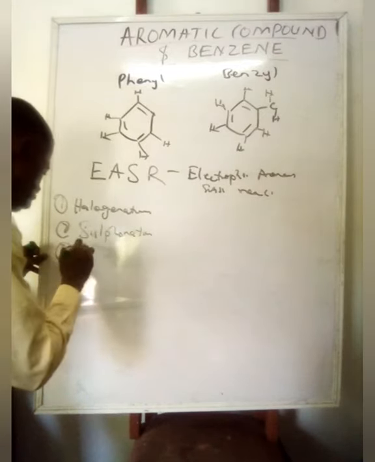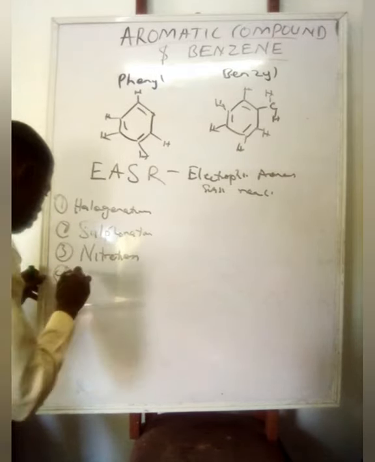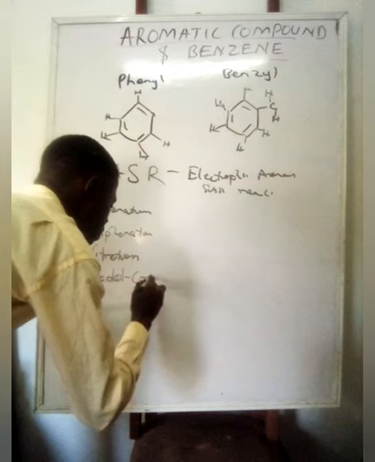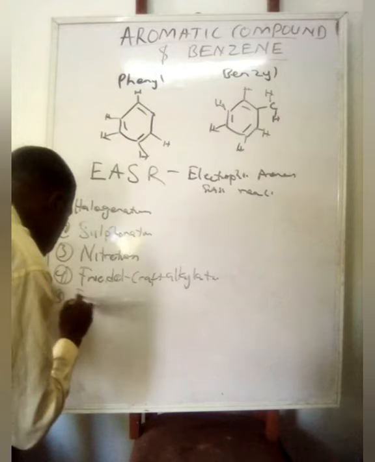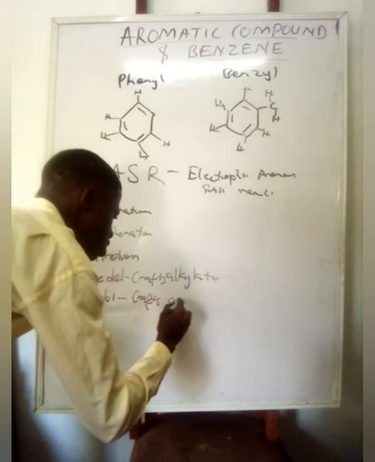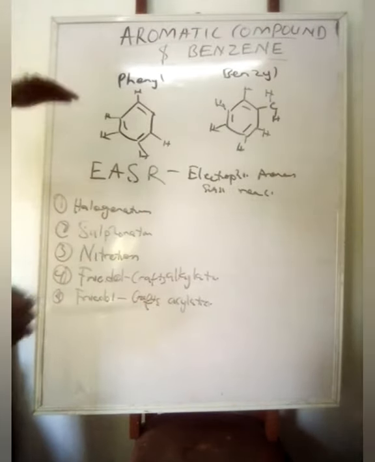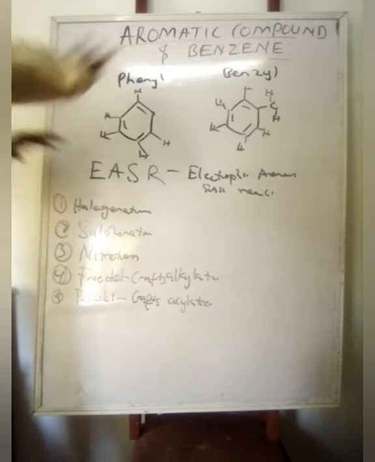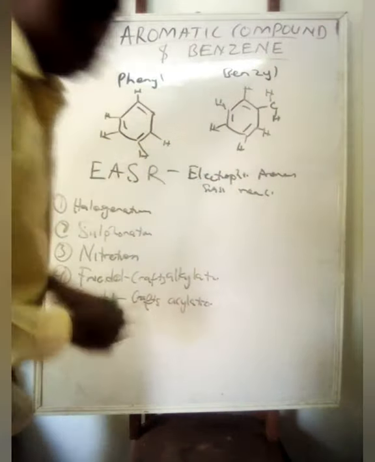We have the nitration. We have the Friedel-Crafts alkylation. Also have the Friedel-Crafts acylation. These are the five common EAS reactions. Now, before I start discussing these reactions, I'm going to give the general mechanism of the electrophilic aromatic substitution reaction.